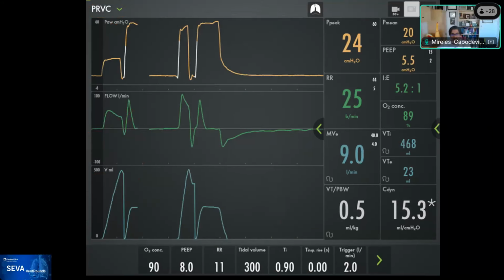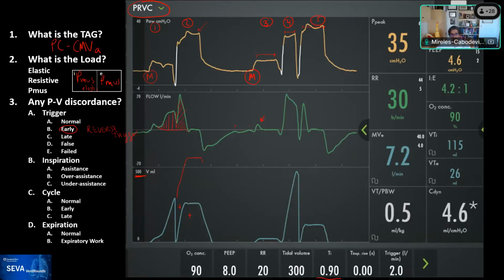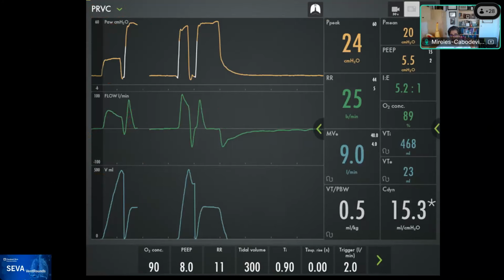So here's another breath. So the first thing that we did when we saw this is that this patient had early trigger, so we dropped the respiratory rate. This patient, the goal was safety. I will make this a very severe lung injury.